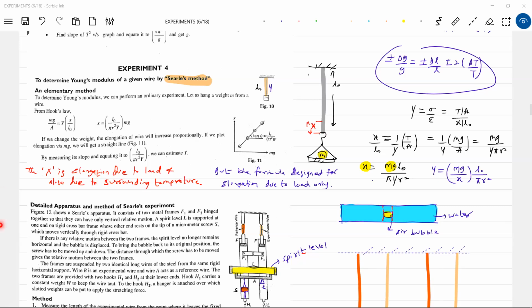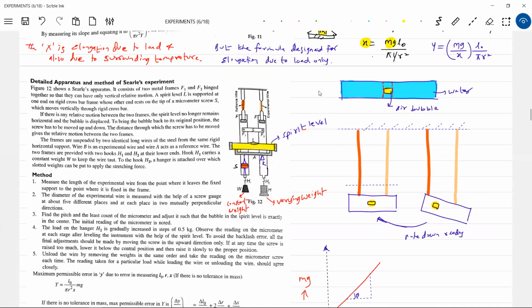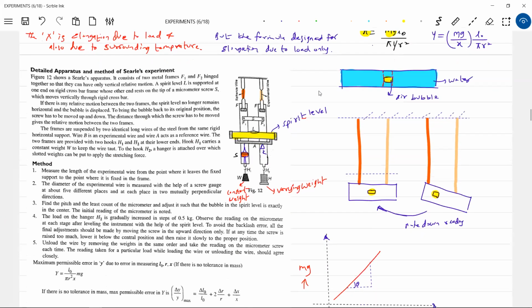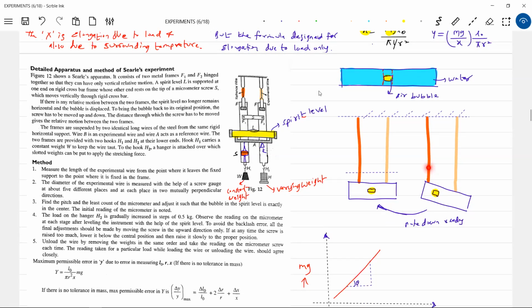After the bubble gets displaced, I'm going to rotate this micrometer so that the spirit level will become horizontal. I'm going to rotate the micrometer so that this will get elongated. How much this wire got elongated, that much this should be elongated, no? Because I want to measure that elongation. So how to measure this elongation?